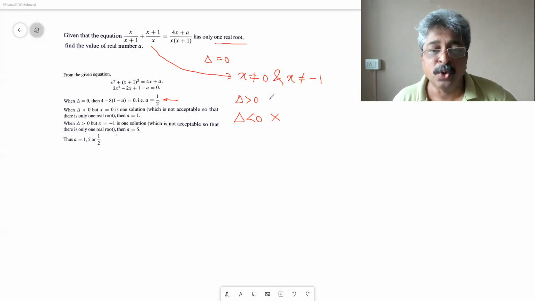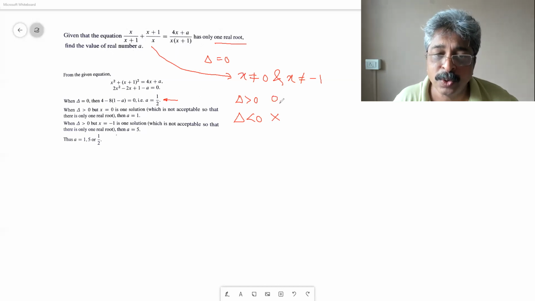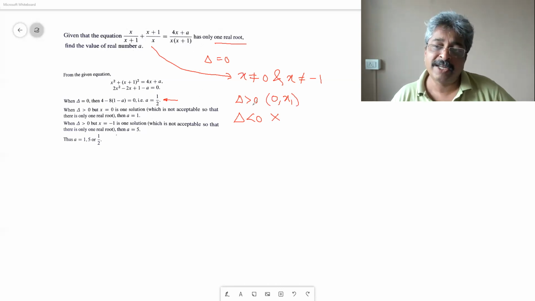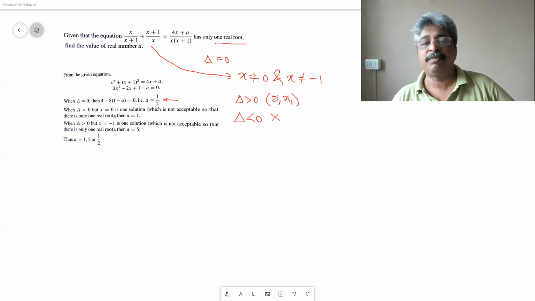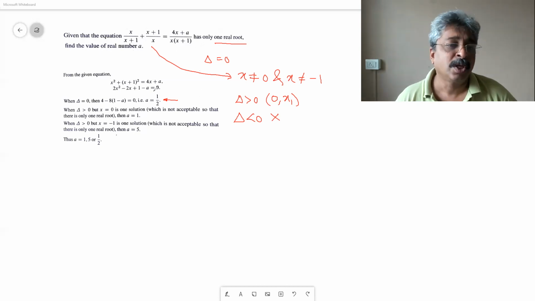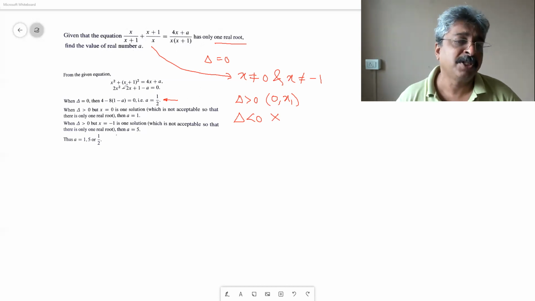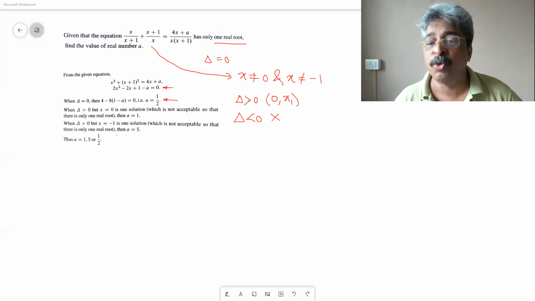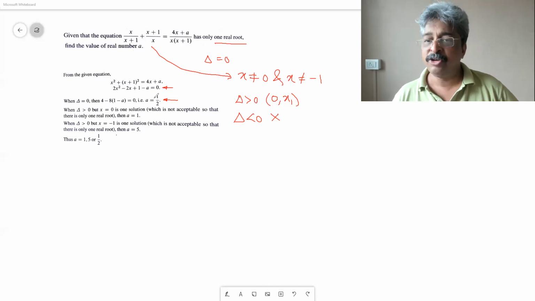Yes, that is possible. If one root is 0, then you can have another root x1. These two distinct roots will be there because of delta greater than 0, but 0 cannot be a root because the equation itself becomes undefined. Therefore, you find the value of a for which you have distinct roots, that is delta greater than 0, but one of the roots is 0. So you just substitute 0 in this quadratic equation, since you want one of the roots to be 0. Then what is the value of a that you get?